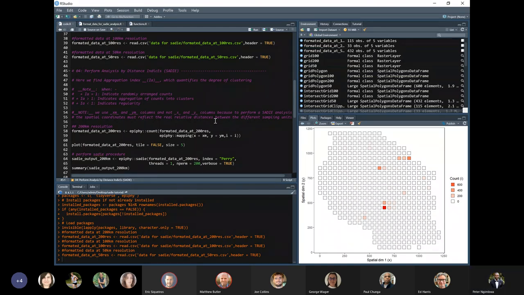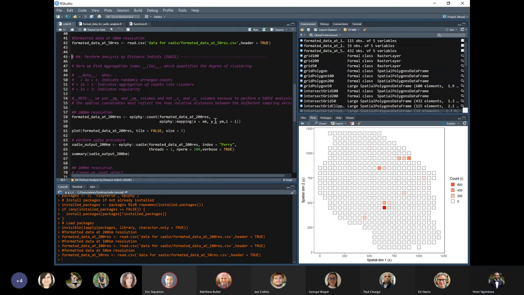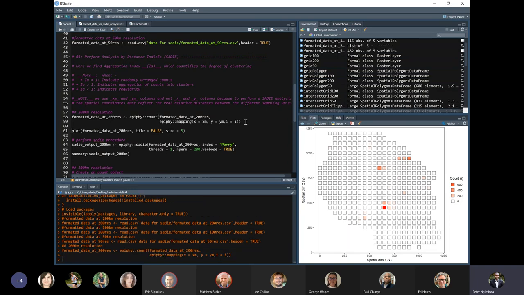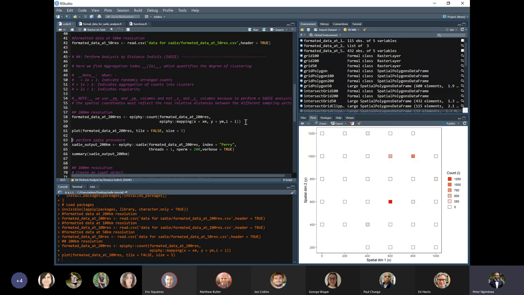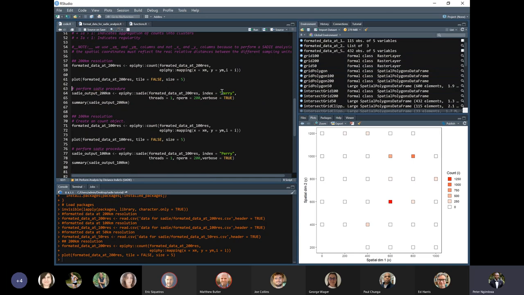So before you run the third function, you need to format the data so that you can use it in the SADIE function. This is a normal procedure if you want to use SADIE. Once you format that, you can see your data as printed here. This one is for the 200 kilometer. And once you have done that, then you can run the SADIE methodology.